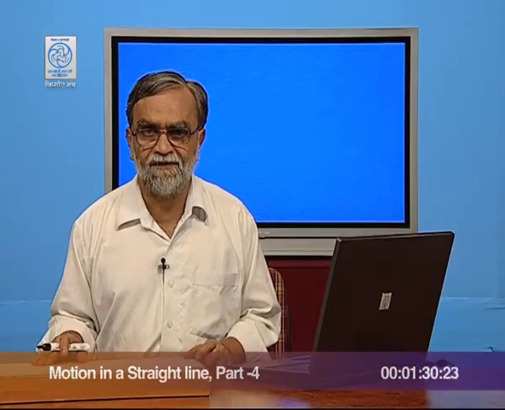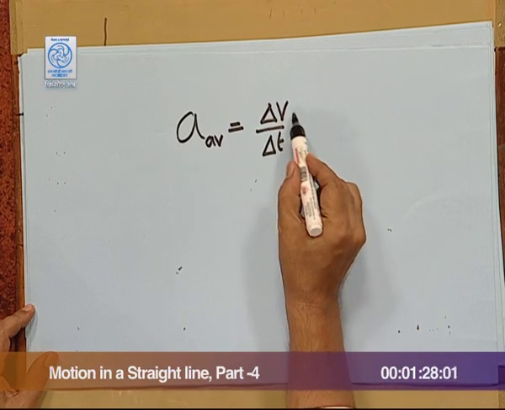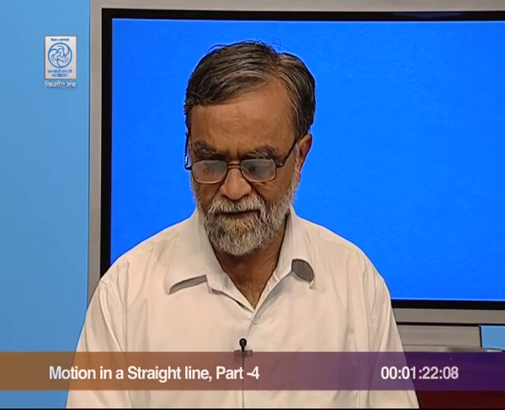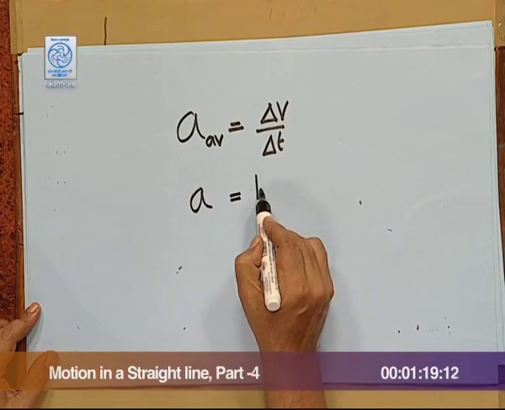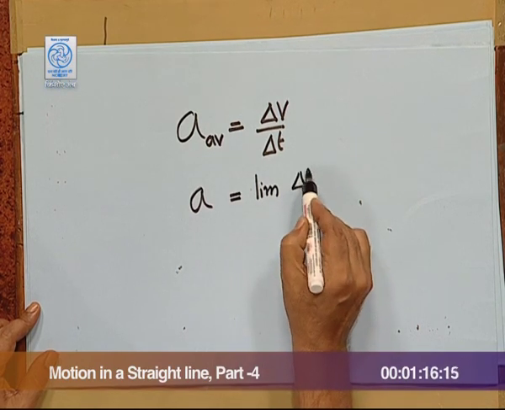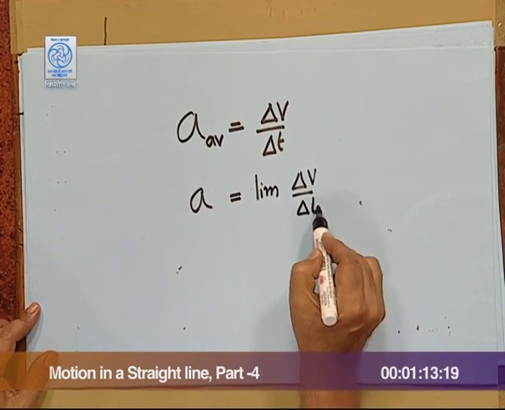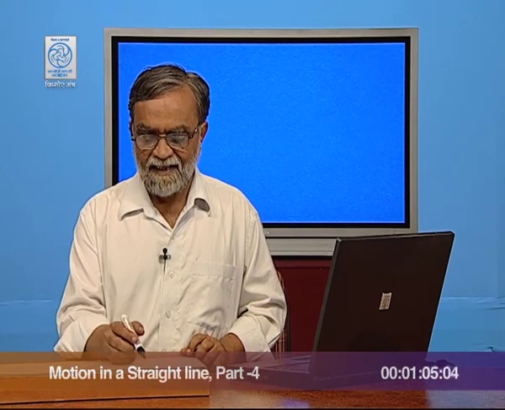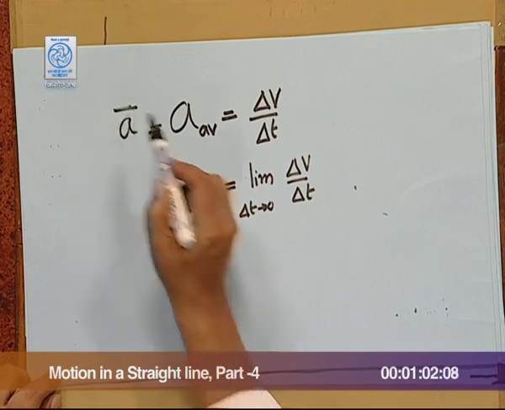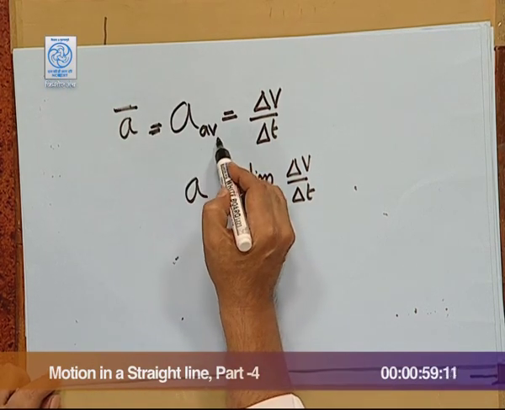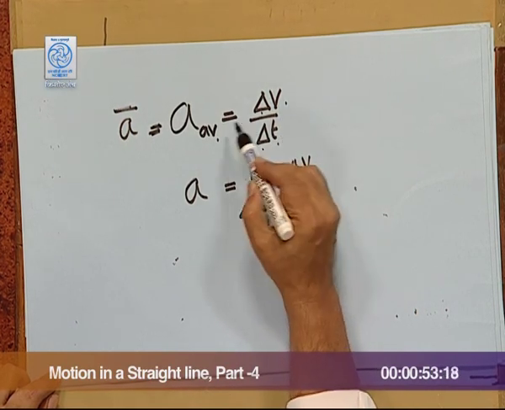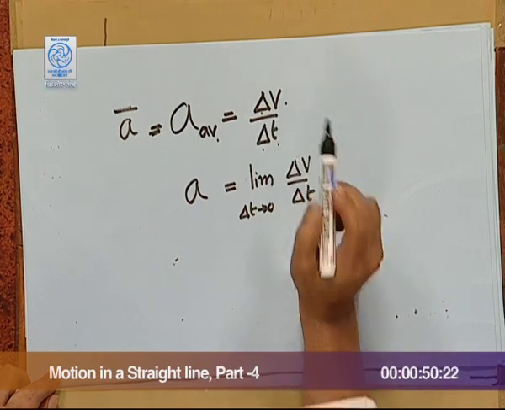Average acceleration has been defined as rate of change of velocity in a certain interval of time. Instantaneous acceleration is the limit of change in velocity, which is delta v by delta t, as delta t is made very small, almost tending to 0. The average acceleration, which is indicated here as a bar or written as a average with subscript, is change in velocity in a certain interval of time, which is delta t, or a average is read as delta v by delta t.